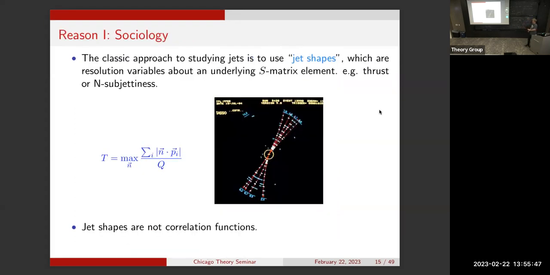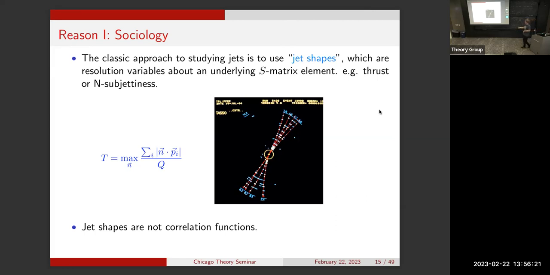I won't go through the full sociology, but I'll give two reasons. The first is that these energy correlators were originally proposed at almost the same time as the thrust observable. And for certain reasons that I don't fully understand, people switched to what are called event shape observables that people have probably heard of. The goal of these observables was to focus on the underlying S matrix element and to essentially project onto some particular underlying S matrix with some resolution, which essentially gives you the jet.